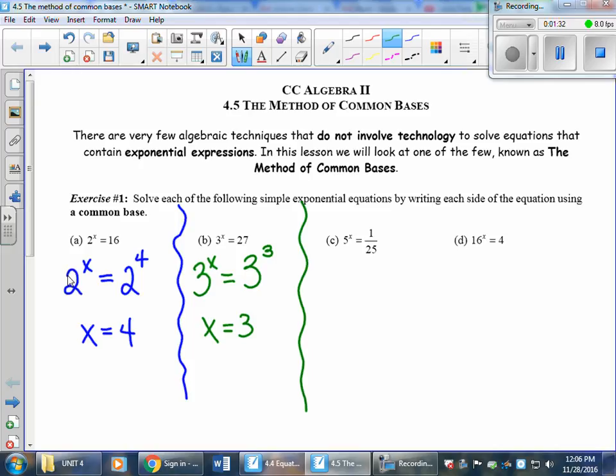Don't flip out with the F word over here, because now we have fractions. So here I have 5 to the x, and I'm going to remind you that 1 over 25 is the same thing as 5 squared, but it's 5 to the negative 2, which brings that back up into the denominator, or in this case, it brings it down into the denominator. All right, so here x is equal to negative 2.